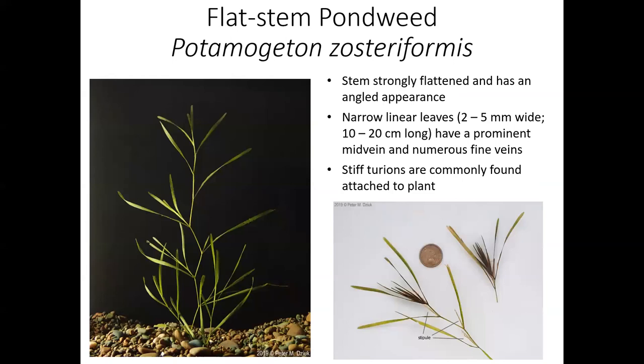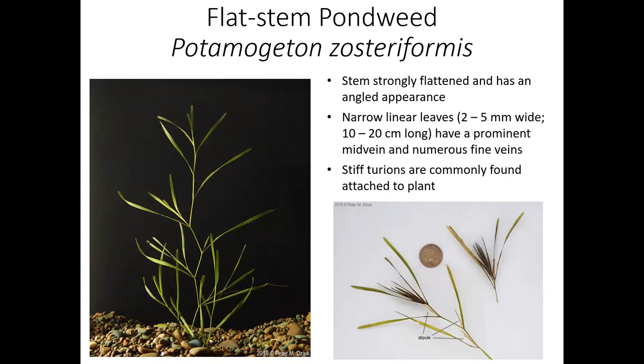So the next species I'll talk about is flat-stem pondweed, or Potamogeton zosteriformis. This is a very common plant that's found anywhere in the state. As the common name suggests, flat-stem pondweed has a very strongly flattened stem. You'll also notice in this photo that it has somewhat of an angled appearance. Every time it hits one of these nodes where a leaf comes off, the stem turns slightly, giving it more of a zigzag look.